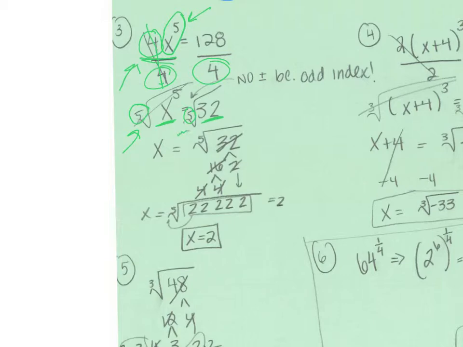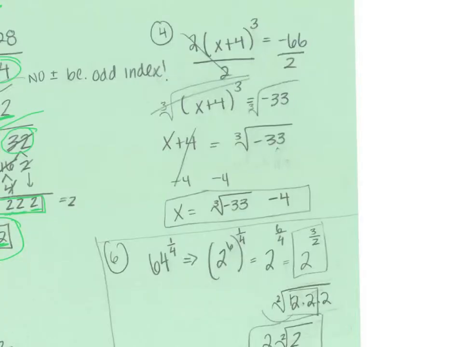We do not write plus or minus in front because it's an odd index. 5 is odd. The power 5 and the radical index 5 cancel. That's why you're left with x equals the 5th root of 32. Again, no plus or minus because this guy is odd. Break down, take out 32. When you fully factor, you end up with 2 times 2 times 2 times 2 times 2. That's 32. You need a set of 5 in order to take out. We have 5 of a kind, so out comes that 2. There's nothing left under the radical. Final answer, x equals 2.